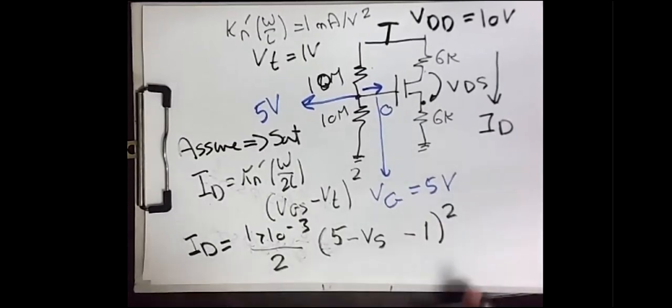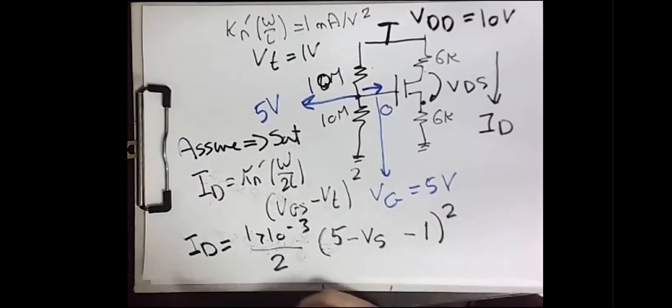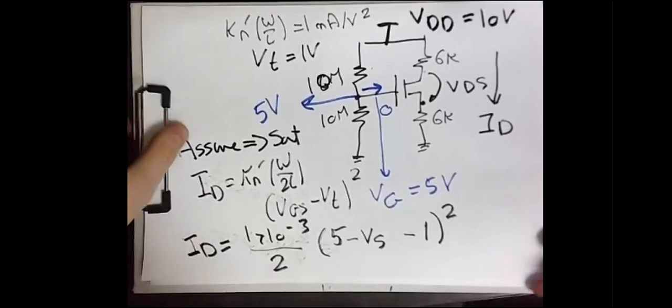Okay, so this is an equation. But still we have two unknowns. Even after we did the assumption, we still have ID as an unknown, we don't know ID, and VS is an unknown, we don't know VS. So let's think about it a bit. We need another equation. You have one equation with two unknowns. So we need another equation in order to solve this circuit.